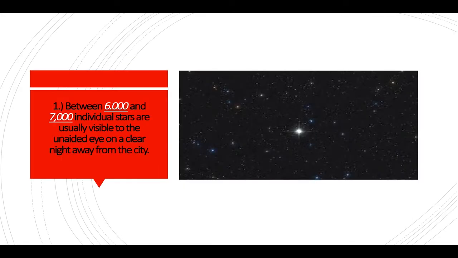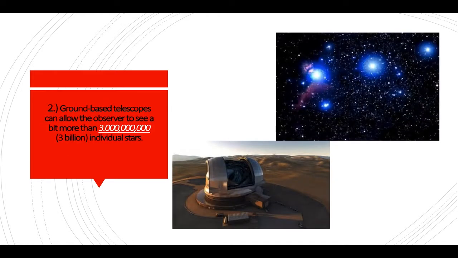Between 6,000 and 7,000 individual stars are usually visible to the unaided eye on a clear night away from the city. So if you go way out there, you lay on the grass on a moonless night, deep in the country, you can see between 6,000 and 7,000, depending on how good your eyes are in your field of view. Ground-based telescopes, however, as you see in the picture down below, can allow you to observe a little bit more than 3 billion individual stars.